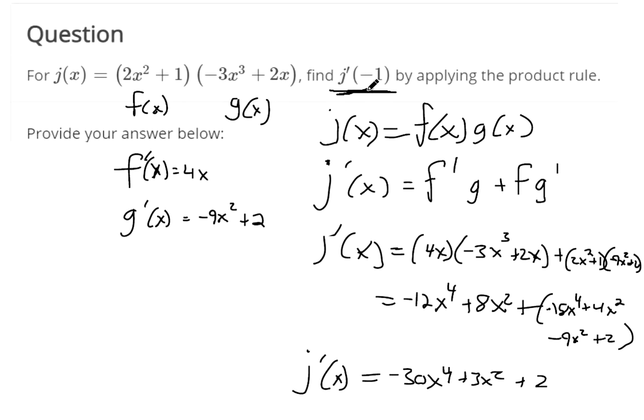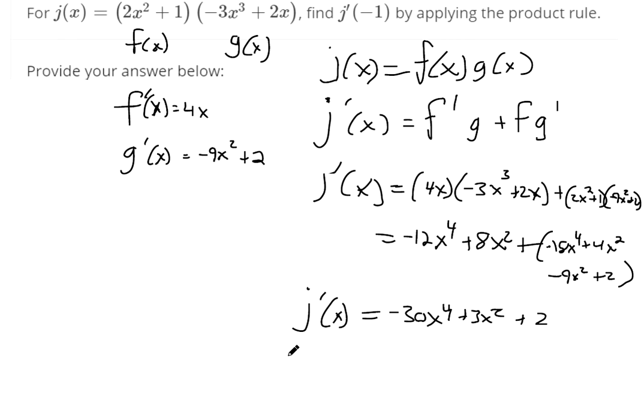This question wants us to find the derivative at x equals negative 1, so all you have to do is plug in negative 1. So negative 1 to the fourth power is positive 1, and then negative 1 squared is positive 1, so we get negative 25.